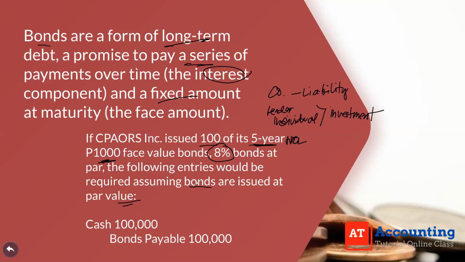So someone bought 100 bonds. So 100 times the 1K becomes 100,000. And then you will recognize your bonds payable at 100,000. So what happens to the interest? You can actually compute that, for example, for the first month.